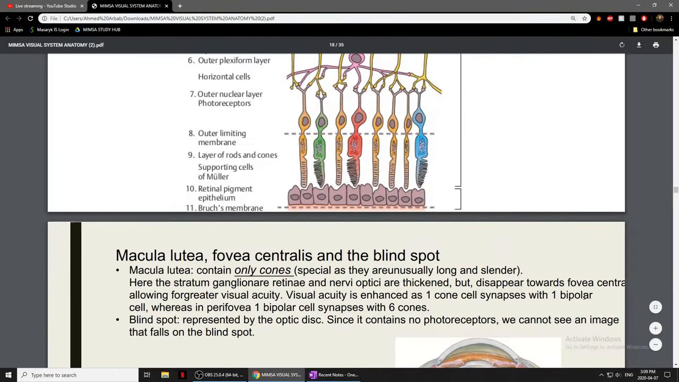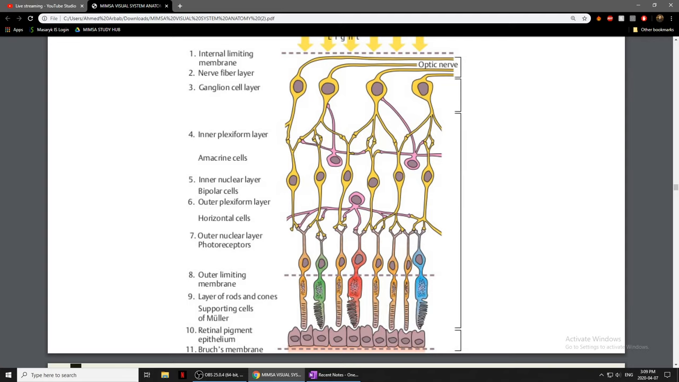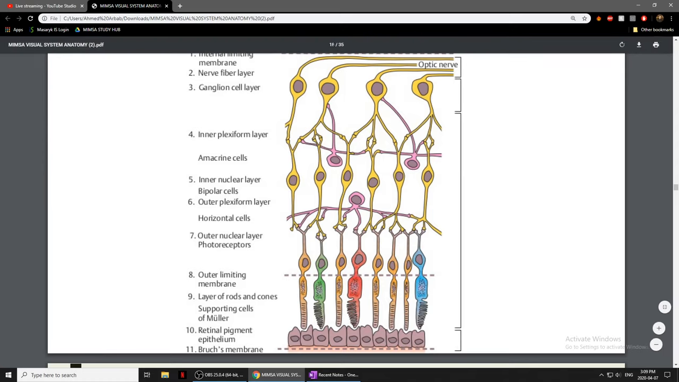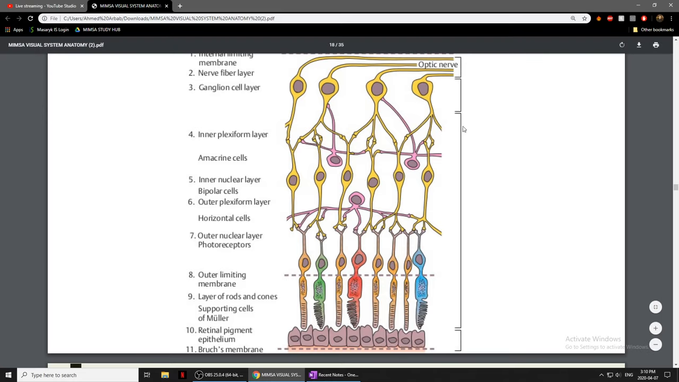So Bruch's membrane initially, more deep to that is the retinal pigment epithelium, more deep to that are the layers of rods and cones. The rods and cones are the photoreceptive cells. They respond to light in different ways. Light comes all the way through these layers and it ends up on these cells. Through these cells, the light is transformed from a chemical to an electrical signal, and then that electrical signal is passed into these nerves and it enters the optic nerve, and then it is taken to the brain where it is processed, and that's how the person sees.